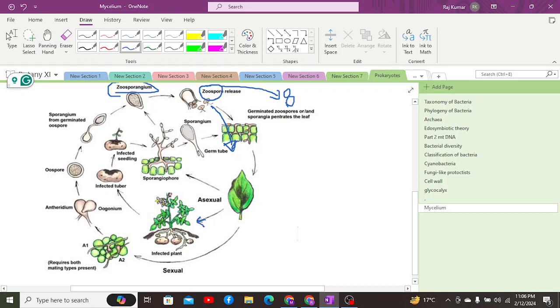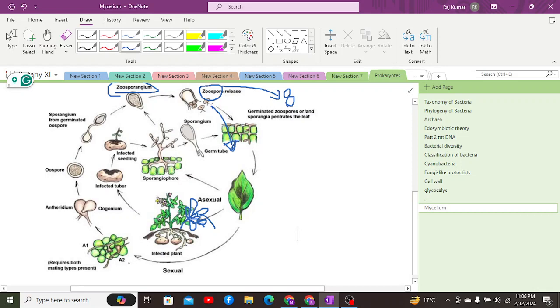That water mold structure now produces its male and female gametes. Of course, there are no gametes; there are gametangia, right? And gametangia are produced here. The male gametangium is known as antheridium, and the female gametangium is known as oogonium. When both of these fuse together, they form a structure.